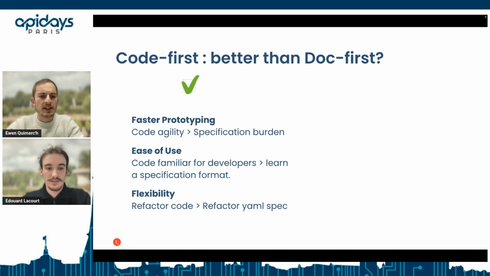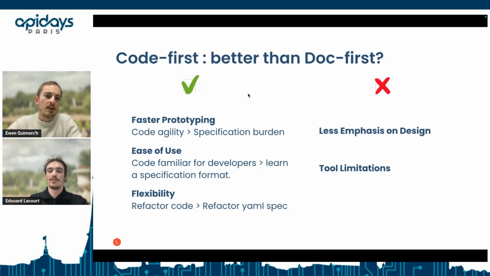And finally, for flexibility, it's easier to refactor code, where we have type safety and reusability of many things, than to refactor a YAML spec, which at the end is just a text file, so you can make many mistakes. And even if there are validators, it's really easy not to refactor every endpoint, but with code, you can have a lot of safeguards.